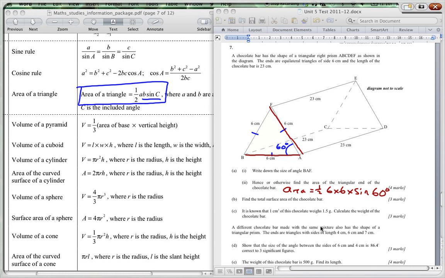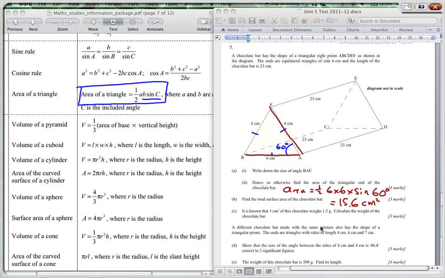degrees. And we'll do that on our calculators, making sure to remember that your calculator is in degrees, so it's 0.5 times 6 times 6 times the sine of 60, and you get 15.6 centimeters squared. So we got 15.6 centimeters squared for that.